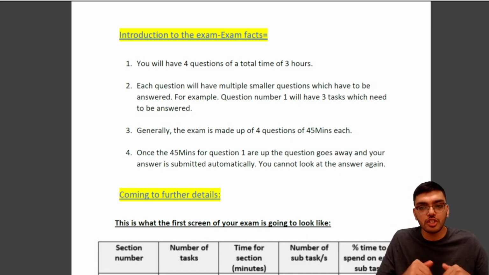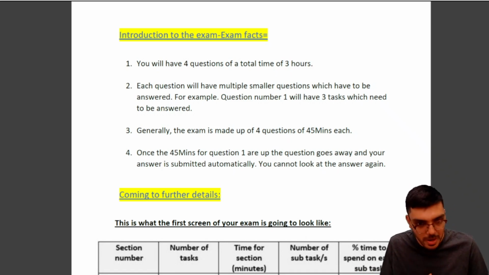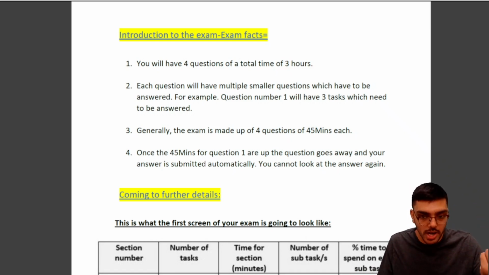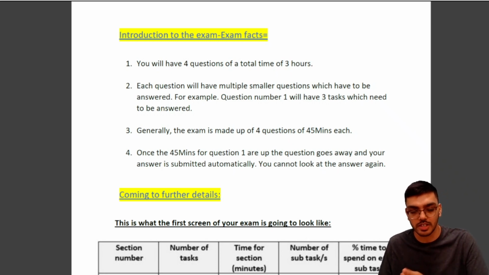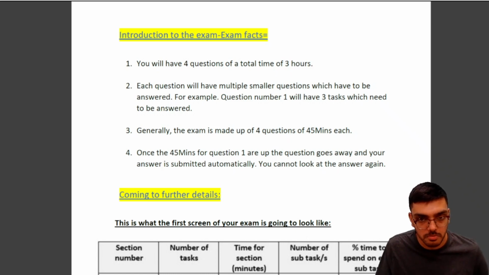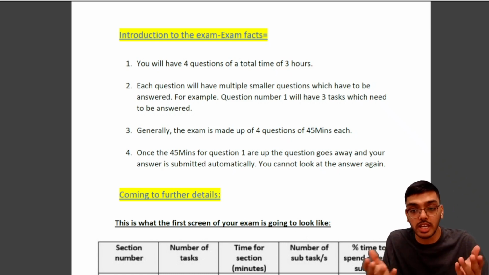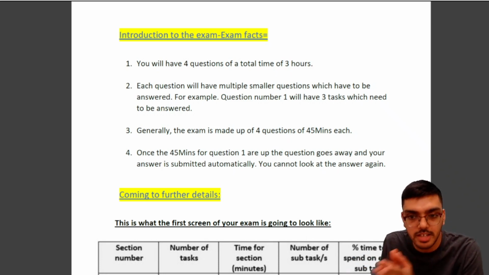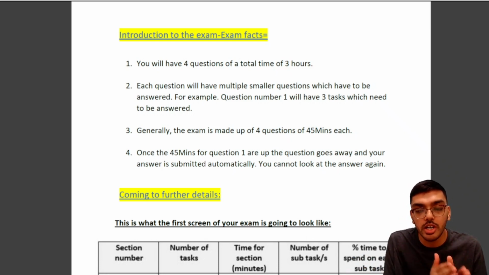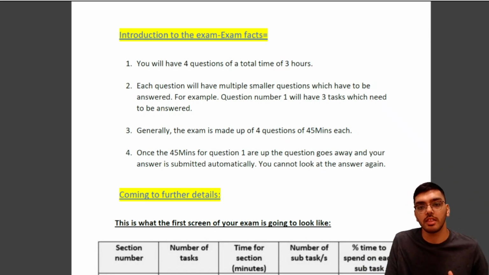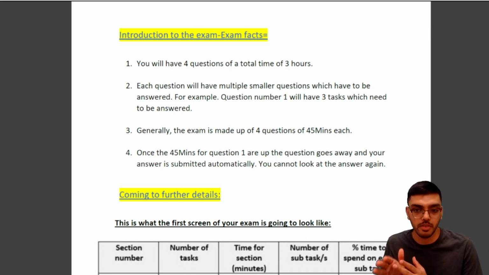And in each question, you can have multiple smaller questions as well. So in question number 1, there could be 2 requirements. Like for example, explain this costing system. Second, advantages of this costing system, whatever it is. So they can give you multiple tasks, as CIMA calls it, under each question. All of them have to be answered in 45 minutes.